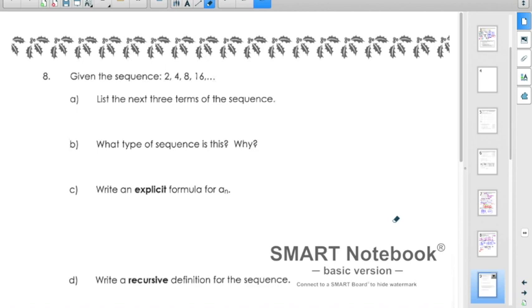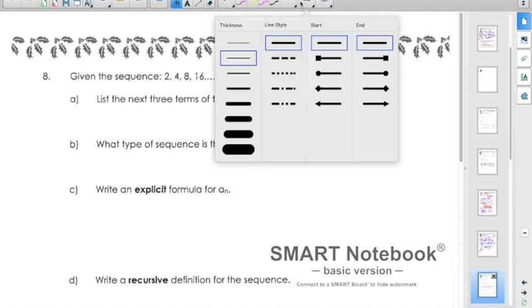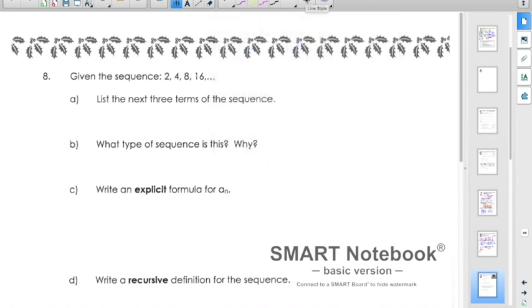Number 8, given the sequence 2, 4, 8, 16, list the next 3 terms of the sequence. Okay, that's easy. First, let's figure out, am I working with an arithmetic or a geometric sequence? Well, what's the pattern? 2 to 4, 4 to 8, 8 to 16. It looks like we're multiplying by 2 each time. Right? So this is a geometric sequence. Now let's list the next 3 terms of the sequence.